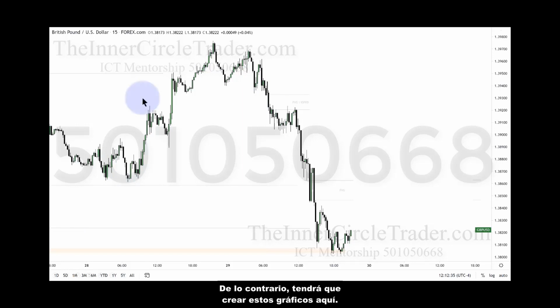Otherwise, you're going to have to create these charts here, and unless you do a really good job of annotating what it is that you're showing, you'll forget what you did here, and you'll forget that this is not what the chart actually looked like when it looked like that.